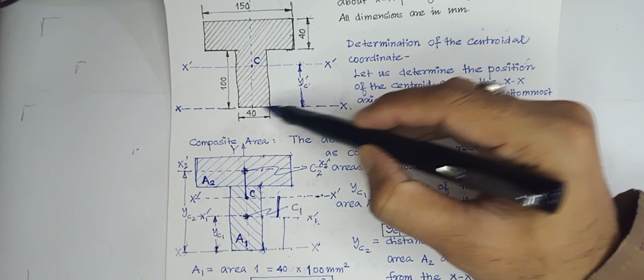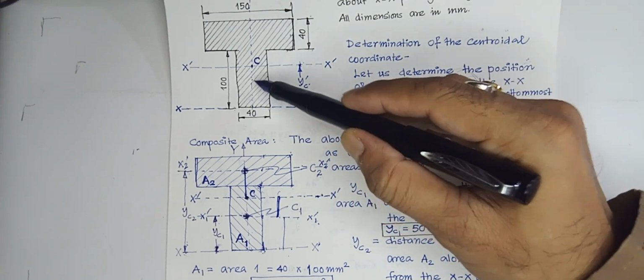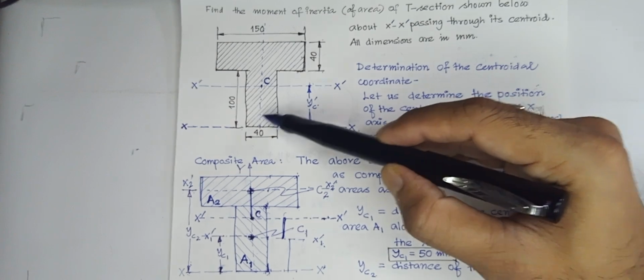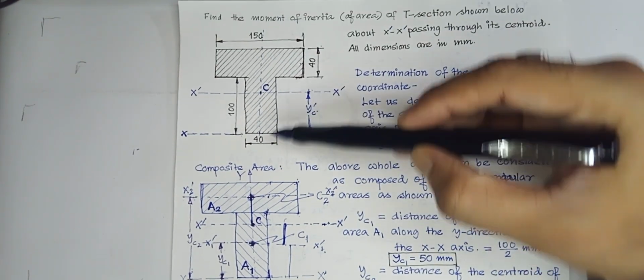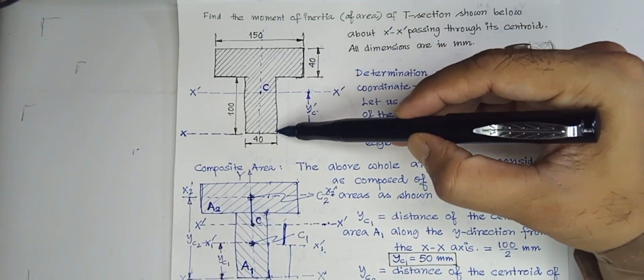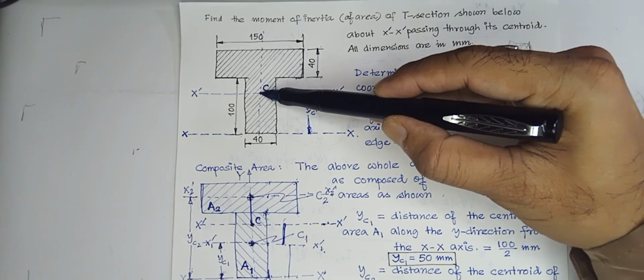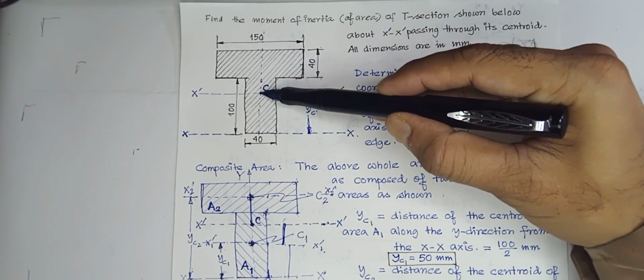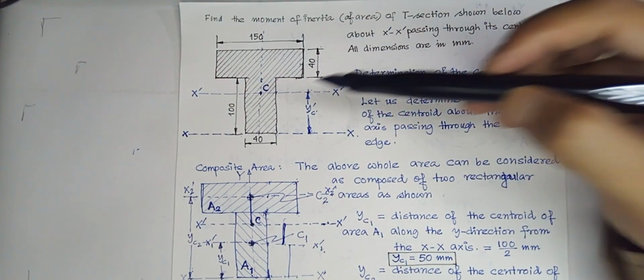That means determination of the centroidal position measured from some reference line. This is a known reference line. From this, I can measure. Therefore, the position of the centroid is coming to be 92 millimeter. Now you can see that this is 100 and this is 92. Therefore, it is 92 from this, and therefore this will be 100 minus 92. That is 8 millimeter. Okay.